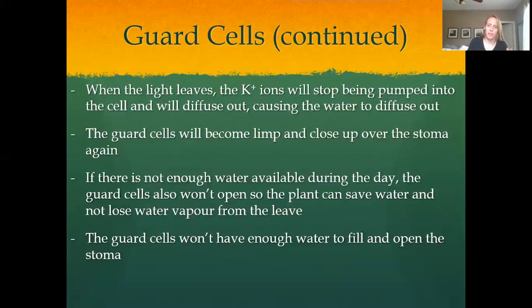This can also happen during the day if there's just not enough water available. So if the plant is dehydrated and the sun is out, the sun is still going to be causing potassium ions to get pumped into the guard cell, but there's just not going to be enough water to create the turgor pressure to actually open the guard cell. So guard cells will remain closed if there's not enough water. Which is good because if the guard cells were open, it would continue to lose more water through evaporation. So you want guard cells to remain closed when the plant is dehydrated.